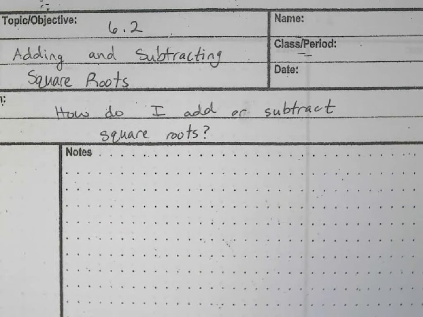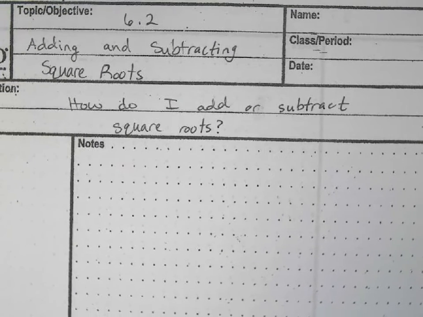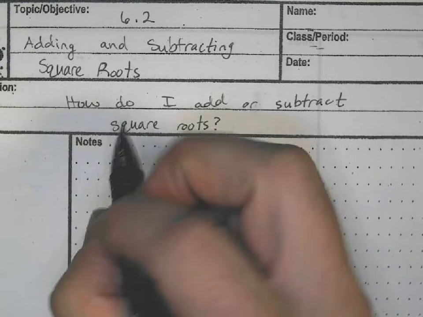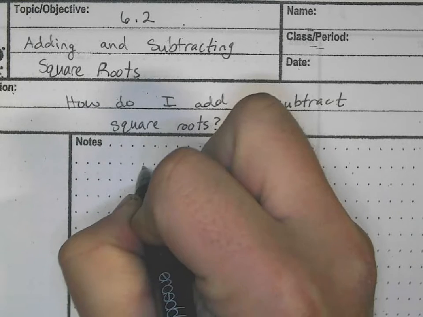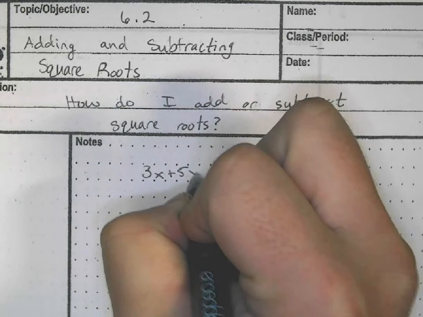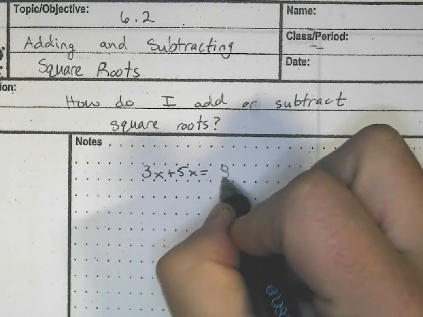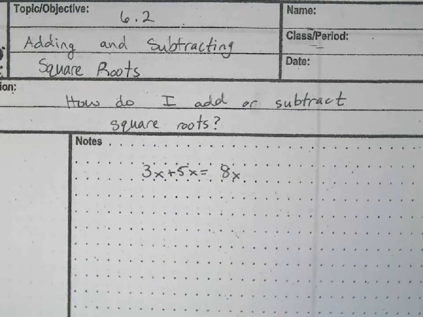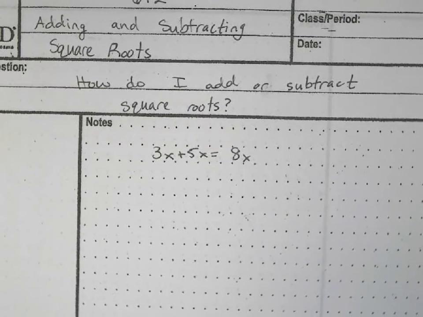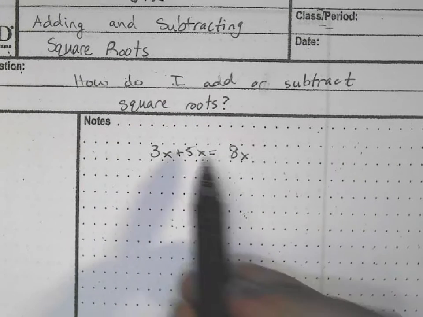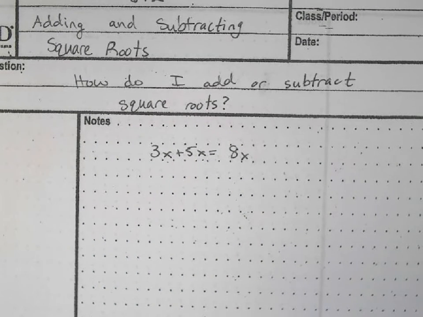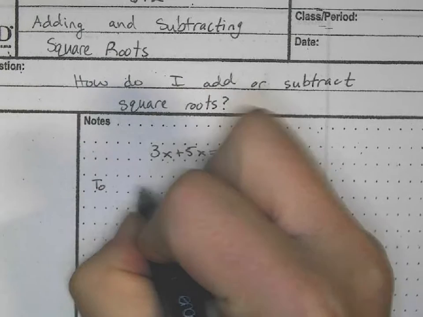So what we need to do is be comfortable with the idea of like terms. So if I asked you to do 3x plus 5x, you would tell me it's 8x. It's the same with square roots, but instead of an x, I have to have the same exact square root.